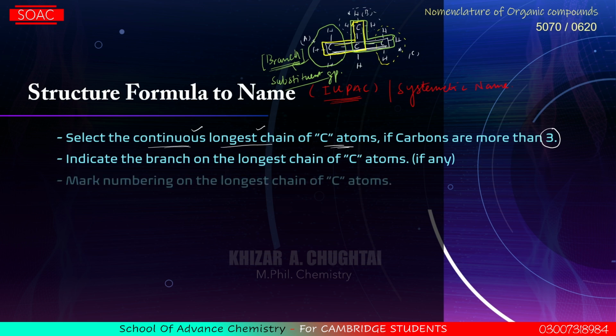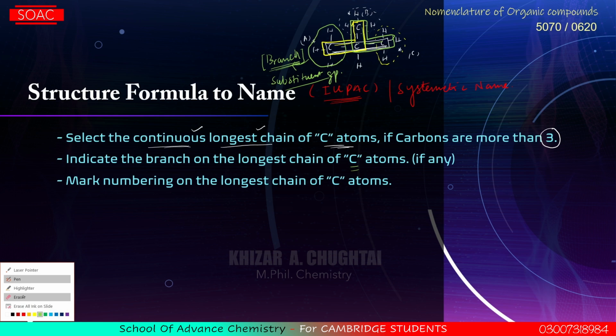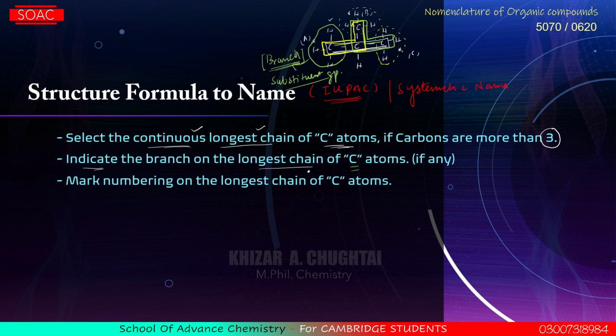Now the second point is to indicate the branch of the longest chain of the carbon atoms. If you are dealing with more than 3 carbon atoms, then there may or may not be a branch. As you can see in this case, there is a branch of 1 carbon atom. So now indicate or highlight the branch or branches on the longest chain of the carbon atoms. This is the branch, for example.